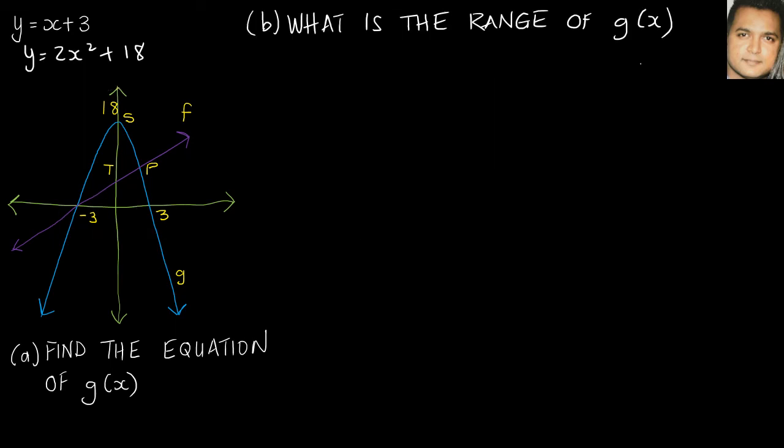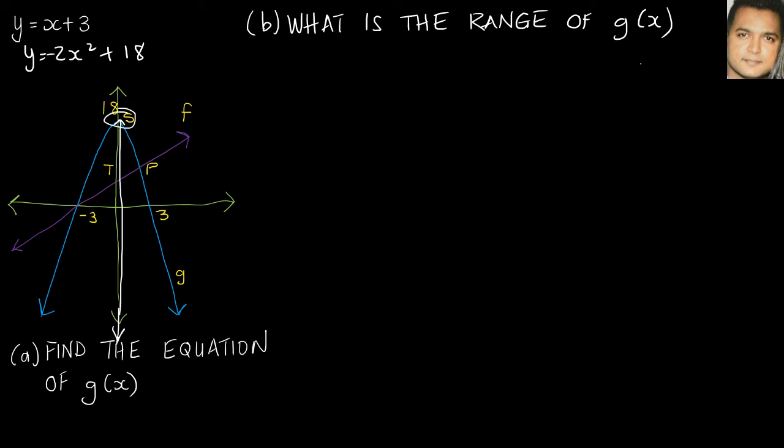Okay, so we have y is equal to minus 2x squared plus 18 for the parabola. So they're asking us what is the range of g of x. We know that the range is all the y values. So we are dealing with the y values that pertain to g. If you look at it, we notice that all the y values go all the way up to 18, and it carries on to infinity. So it will stop at 18.